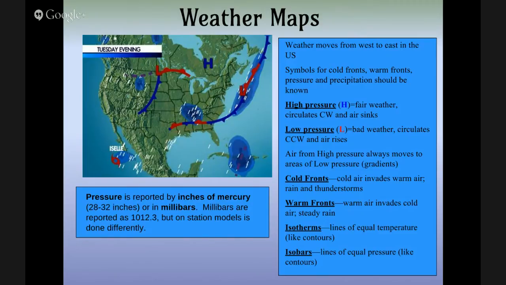Cold fronts. Cold air invades warm air, rain and thunderstorms. Warm fronts, warm air invades cold air, and this pretty much brings steady rain before it's completely passed.